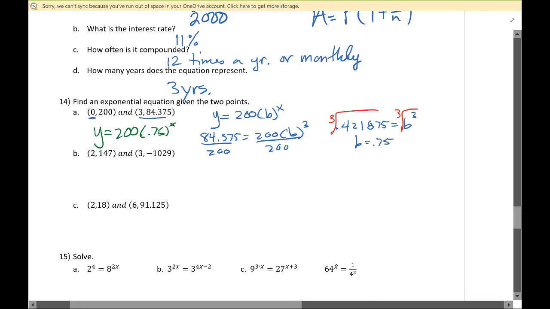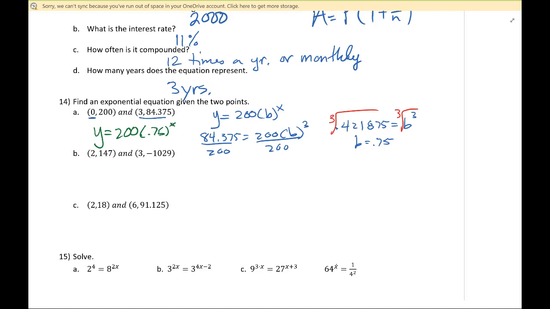Now, there's other ways to find b, and you'll see that modeled in a couple of these next two problems. This is just one way of solving it. I've shown you multiple methods in class, and so if you feel more comfortable using a different method, that is fine. My main concern is you're getting the correct answer and you're not just plugging this in your calculator right now.